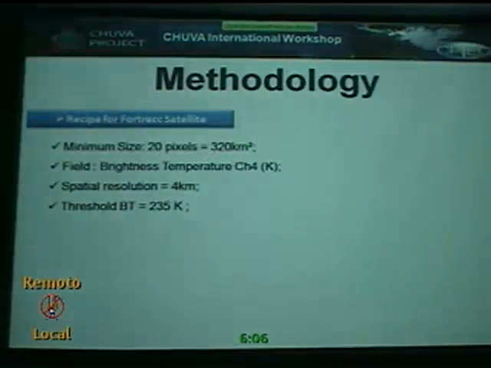So this is the criteria he follows: systems that have more than 20 pixels using channel 4 brightness temperature, using satellite with 4 kilometers resolution, and follow the 235 Kelvin structure. So these are the first results.